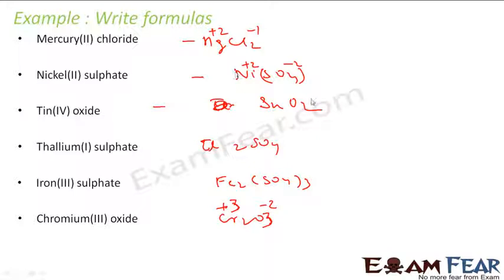Similarly, SnO2 also: minus 2 into 2 is minus 4, and tin is plus 4. For the thallium sulfate, the whole sulfate is minus 2, and thallium is plus 1, so plus 1 into 2 plus minus 2 is equal to 0. That's how you write the formula.